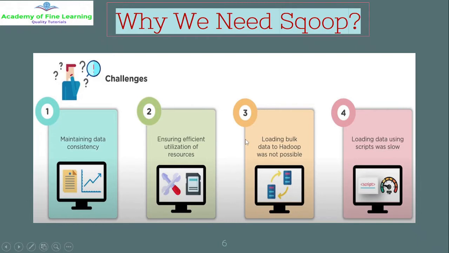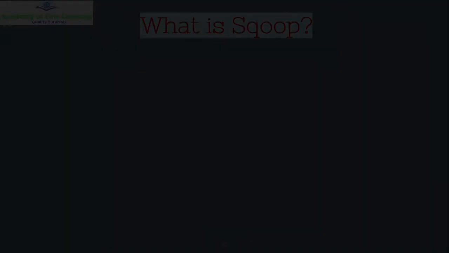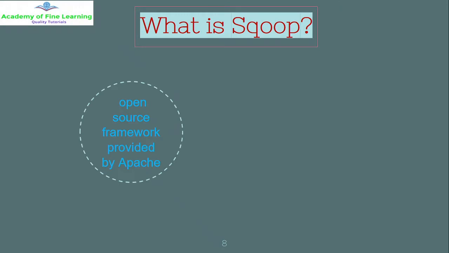So we'll go through the definition of Sqoop now, and see what Sqoop provides. The first thing you should know about Sqoop is that it is provided by Apache and it is open source. You will get it free. Then the need and requirement of Sqoop: what is the solution it provides? It transfers the data between RDBMS and Hadoop.